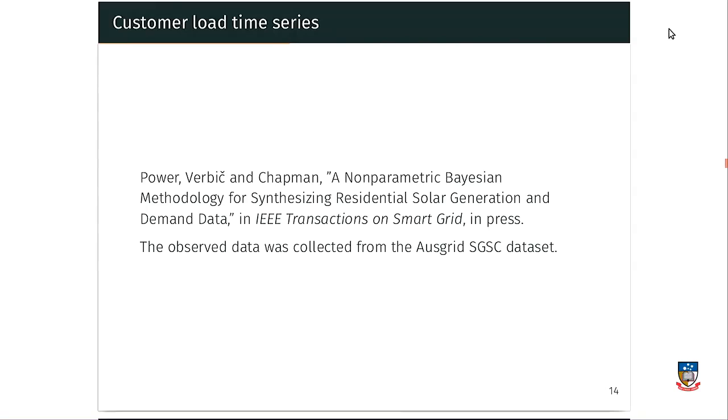This work is based on a paper that we had published, or it's not quite published yet, but been accepted into IEEE Smart Grids. The first author's name is Tom Power. It's very good. And the data that we're going to be looking at is from the Ausgrid Smart Grid Smart City dataset, which I'm sure some of you have come across, which has been really useful for us as academics to mine and find various things out of that.